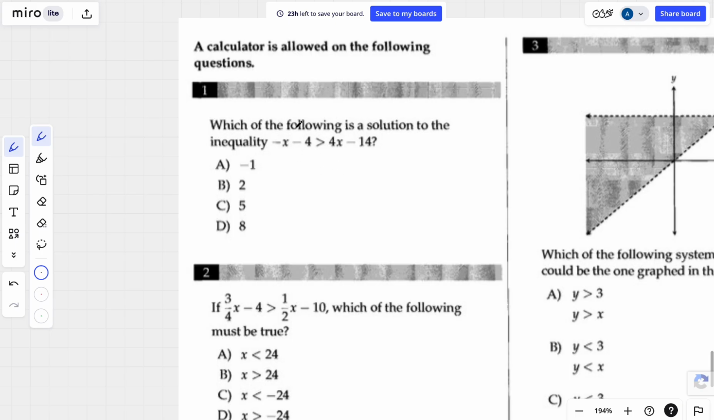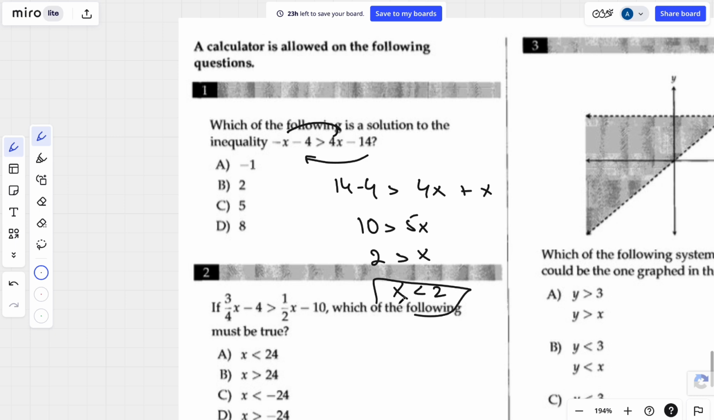Okay, next questions. Question 1, we have this inequality. We need to solve this. I'll bring this here, and I'll bring this here. So that becomes 14 minus 4 greater than 4x plus x. That's going to be 10 greater than 5x. X is less than 2. So you can write this like this, x is less than 2. So we need something less than 2, that's going to be A.